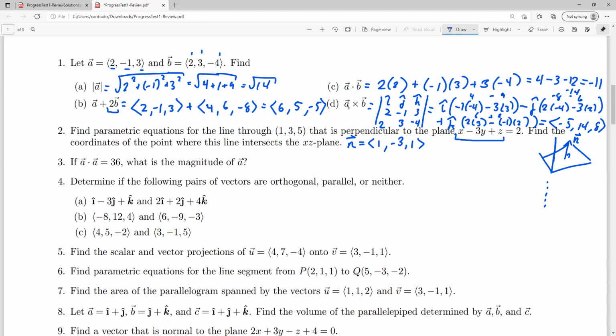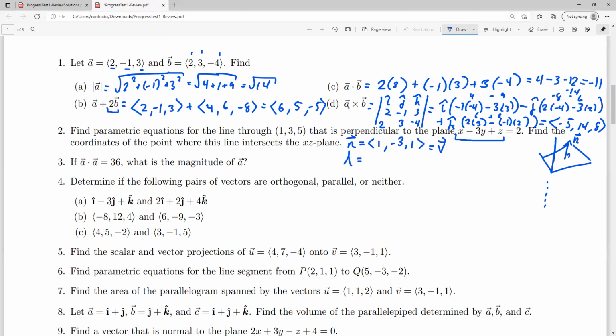So if you remember your components for a line, you're going to need a direction vector, which we'll say is v, right? Your direction vector v in this case has to be in the same direction as the normal vector. So all we'll do is we'll set the normal vector 1, -3, 1 to the direction vector v. And now, since we have a v, which is our direction vector for a line, we can go ahead and create the equation of a line.